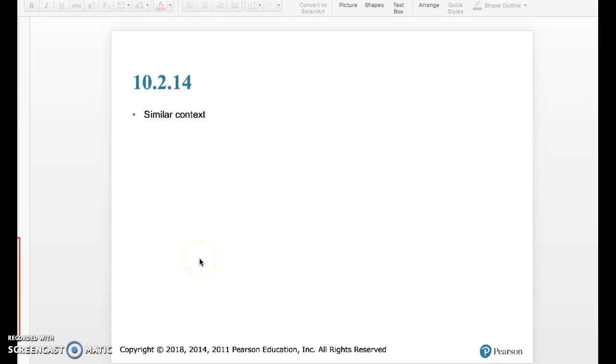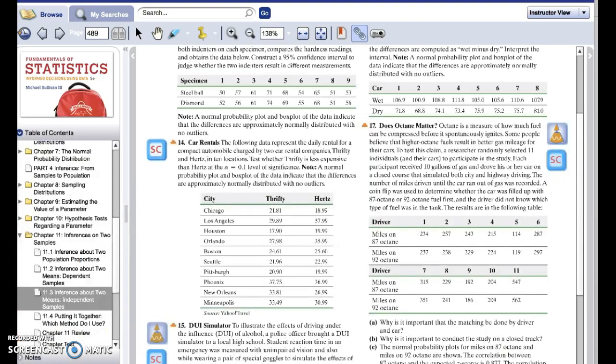Hello Math 152 students. In this video, we'll take a look at another example in TIN 2 that is similar to our La Quinta and Hampton Inn example and try to investigate whether we can proceed with our hypothesis test. So let's take a look at TIN 2 number 14 in your textbook.